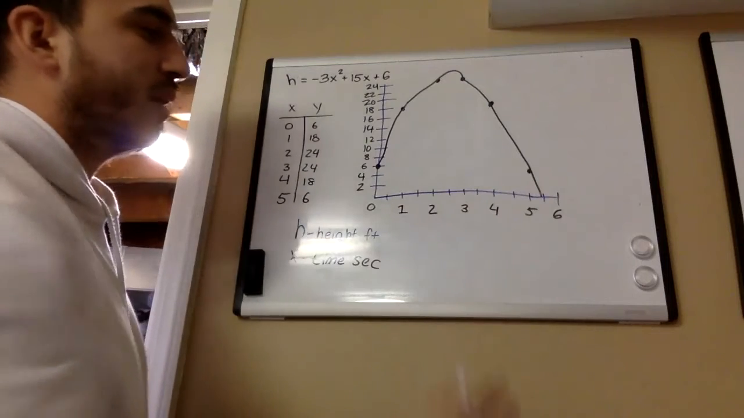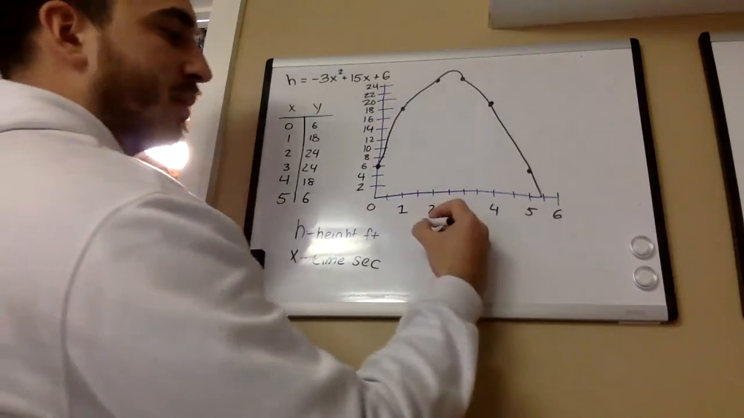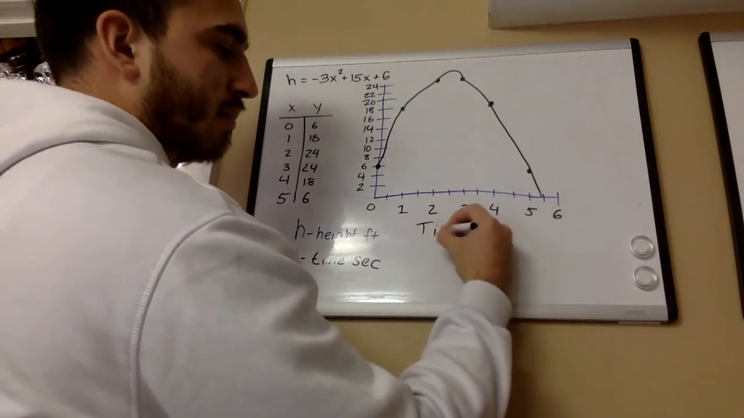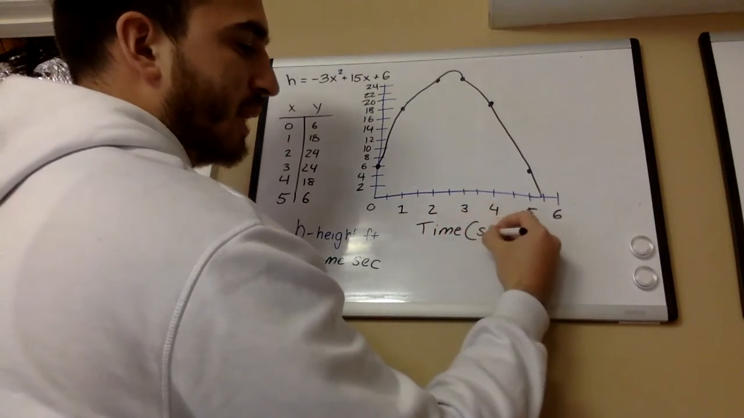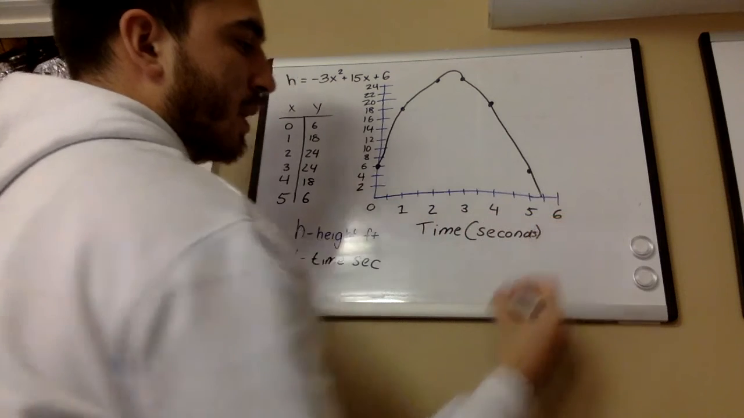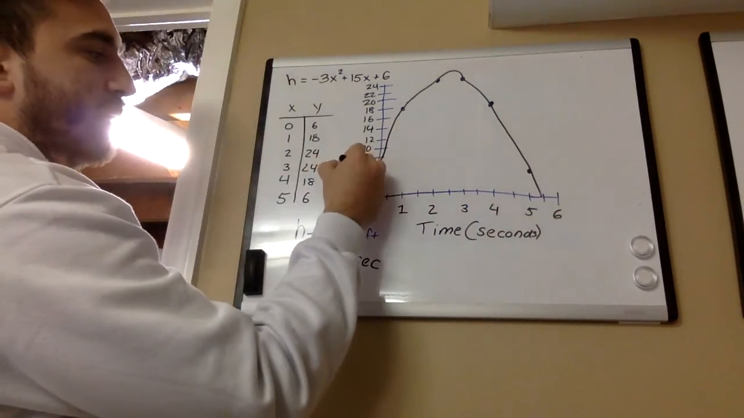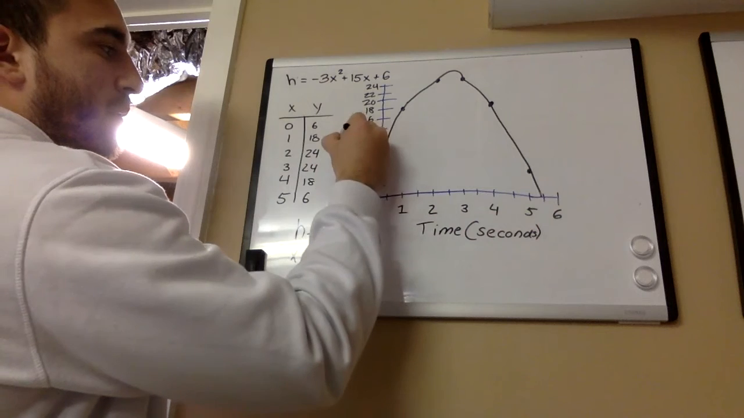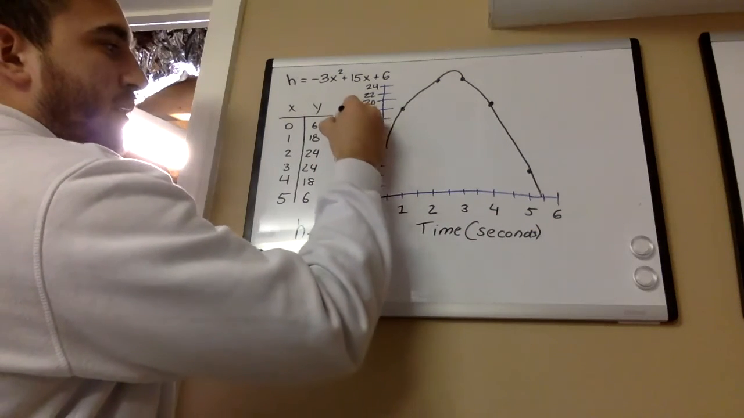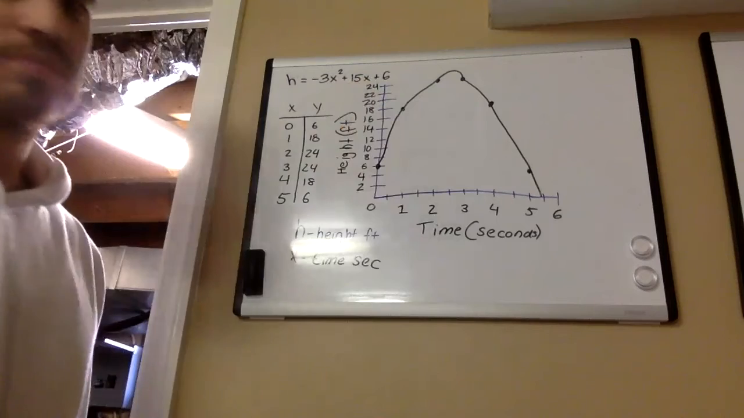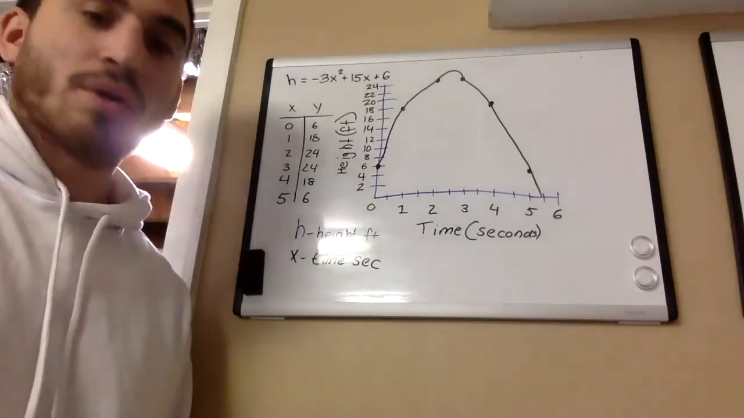Something else that you need to do is label your axes. Since we already talked about how x is time in seconds, I'm just going to write time, and then in parentheses put seconds. And then over here, this one is height. So I'm just going to write height. And we said that this is in feet. So this is how you properly label your graph.